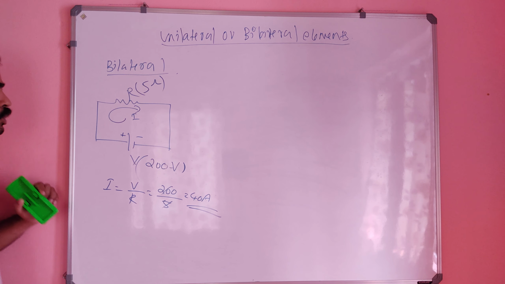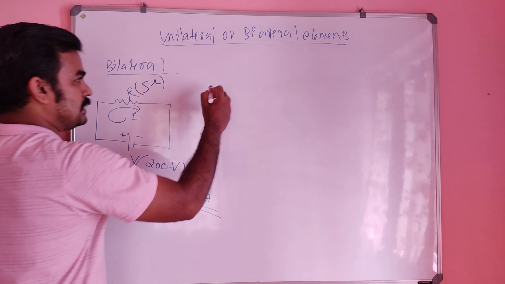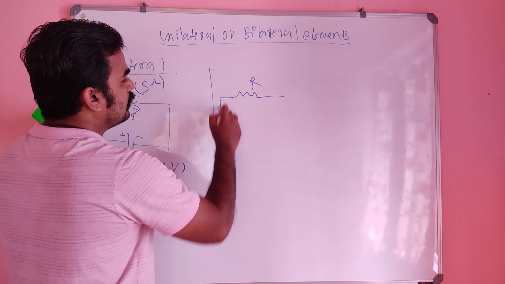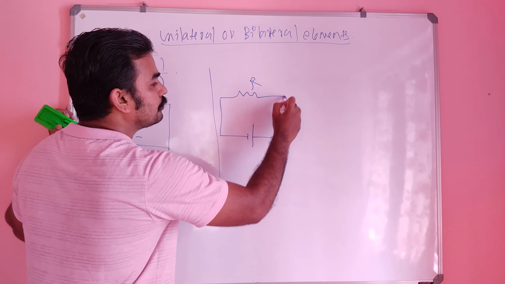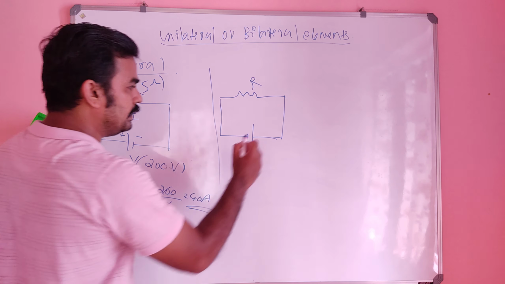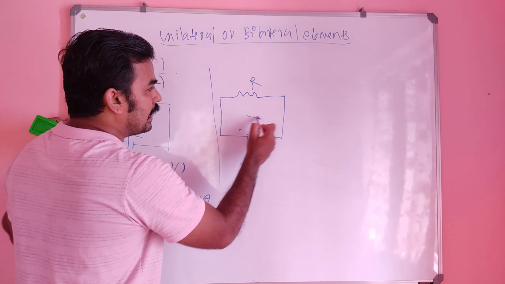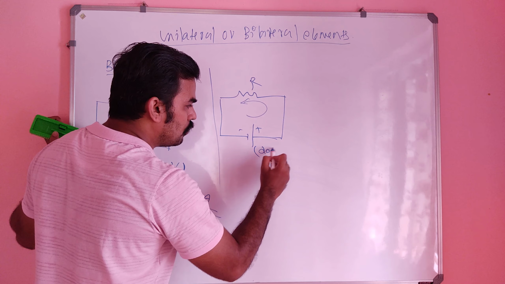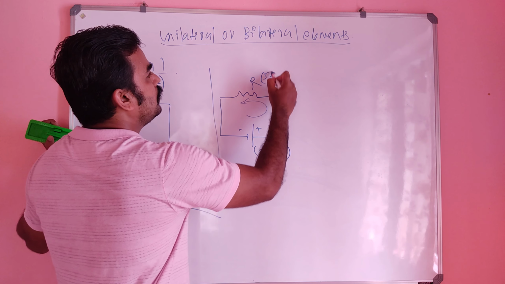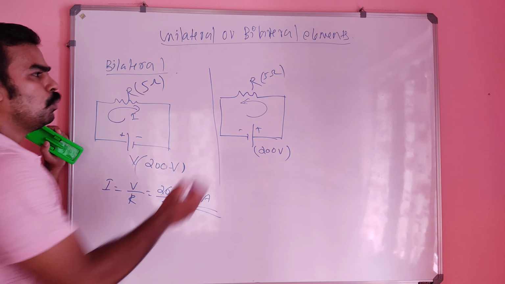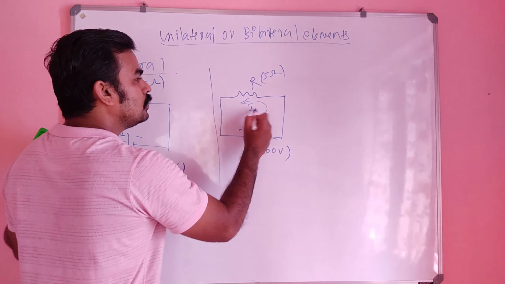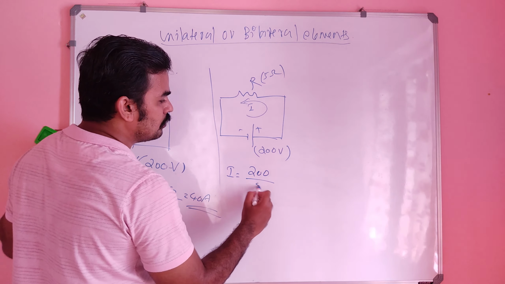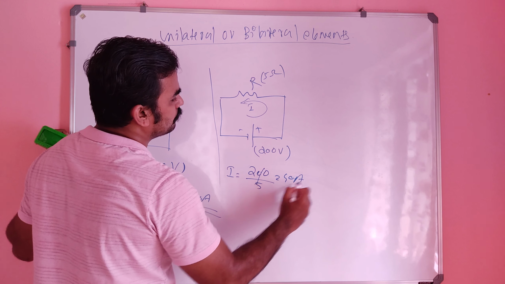40 ampere. So in the next circuit, what I am going to change is simply the polarity, like this, so that the current will be in this direction. Same 200 volt, 5 ohm. Here also, what is the value of current I? Here also I is equal to 200 divided by 5, which is equal to 40 ampere, no change.